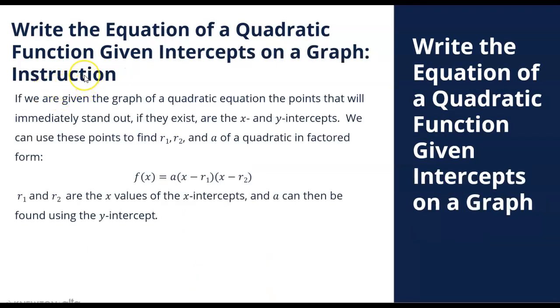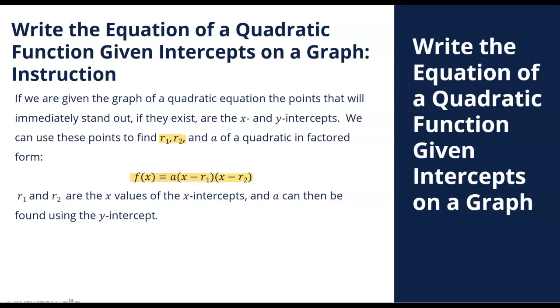Now for this next method, suppose we are given the intercepts on the graph of the parabola. We're given the x- and y-intercepts, or we're given the graph of the parabola and we're able to identify the x- and y-intercepts. If that's the case, we can use this formula to find the equation of our quadratic function. This r₁ and r₂ are the roots of the function, or the intersection of the parabola with the x-axis. In other words, these are the x-intercepts of your parabola.